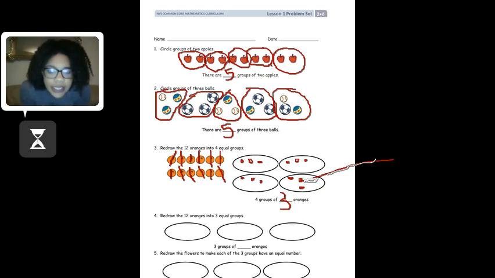4. It says redraw the 12 oranges into 3 equal groups. So now we have a new problem, but we're still using those same oranges. So we have 12 oranges and we're going to make 3 equal groups. That means now we don't have 4 baskets. Now we only have 3 baskets.